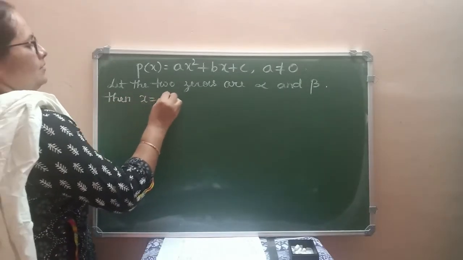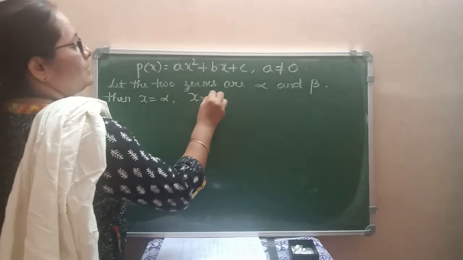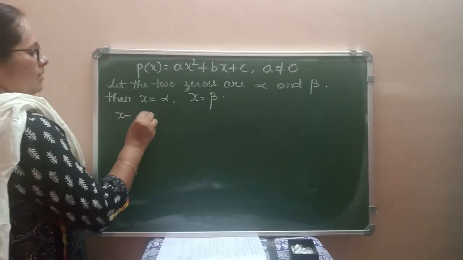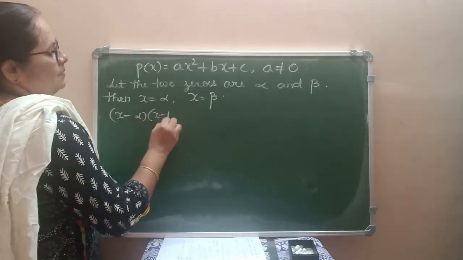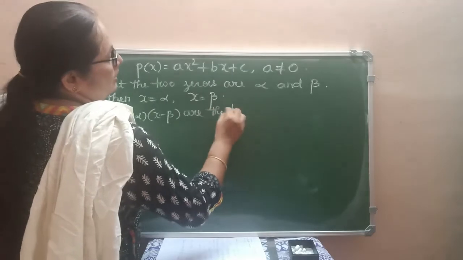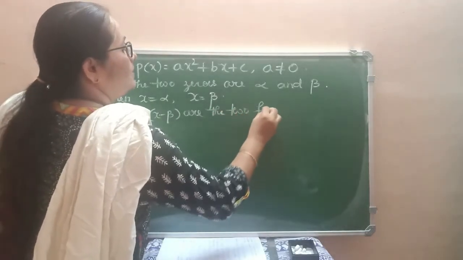Then x equals to alpha and x equals to beta. So x minus alpha and x minus beta are the two factors of the polynomial.